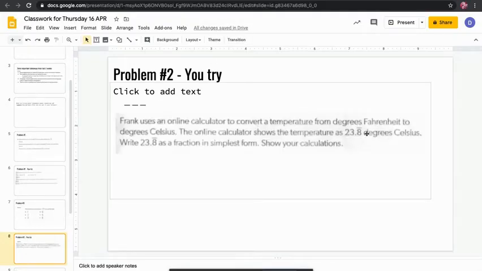All right, now you try this problem. See what you can do. It says Frank uses a calculator to convert degrees Fahrenheit to degrees Celsius. The online calculator says the temperature is 23.8 repeating, 23.8888. What would that be as a fraction in simplest form based on what we just did? See if you can figure out the right answer.